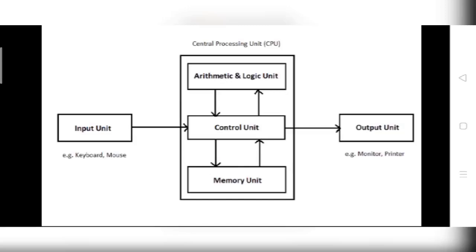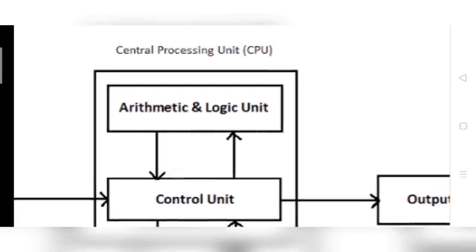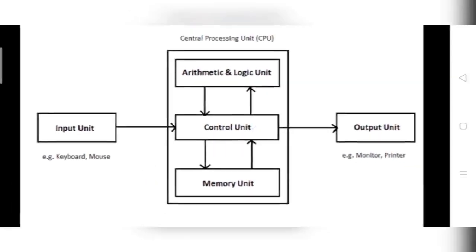Present in case of fourth generation computers. Now let us see the main components of the CPU. There are three main components of the Central Processing Unit. First component is the Arithmetic and Logic Unit, ALU. Second component of the CPU is the Control Unit. And the third component is the Memory Unit. So these are the three main components of the Central Processing Unit.